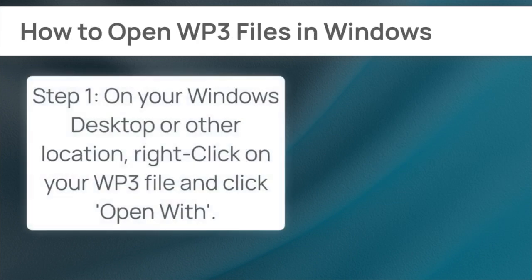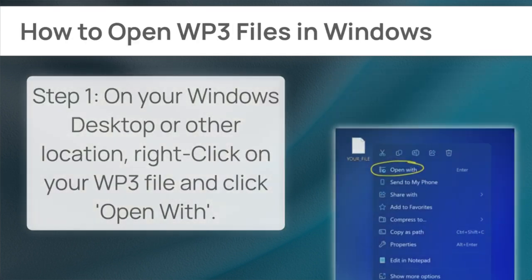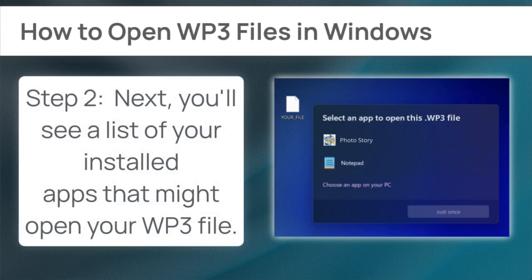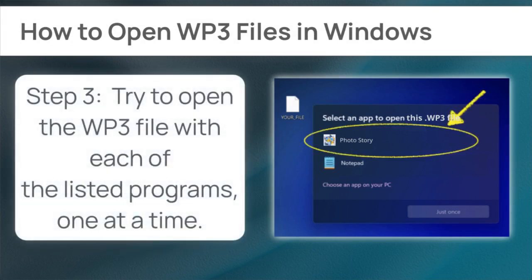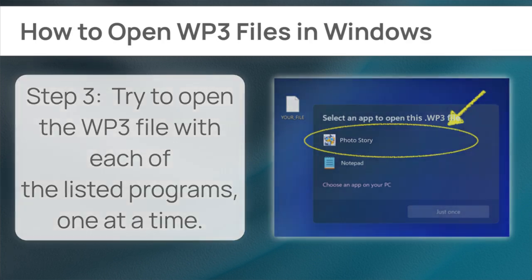To solve this stubborn file problem, right-click the WP3 file and choose Open With. If Photo Story is installed, test that. If not, choose another application. The solution lies in finding the right software.